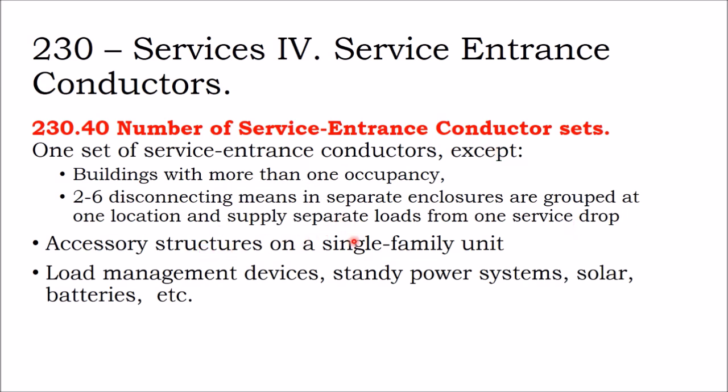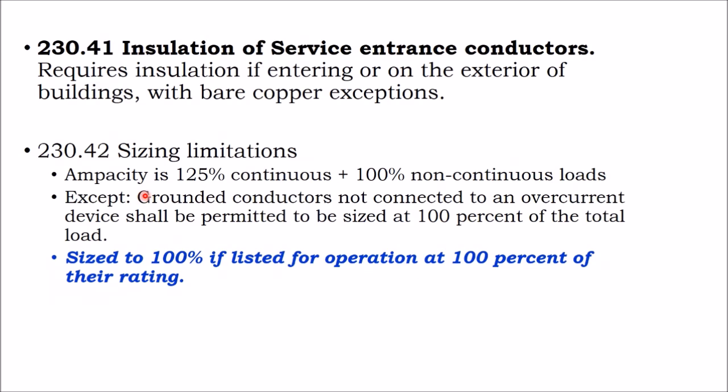Accessory structures on a single family unit, load management devices, standby power, solar batteries. This is another interesting thing. Your service entrance conductor sets, you get an additional set for on-site energy power systems. Now, if you group these disconnects along with your service disconnects, then that still can't exceed that number 6 maximum. So whenever you find yourself on a job site and you have to do more than 6 things to completely power down wherever you are, that's a code violation.